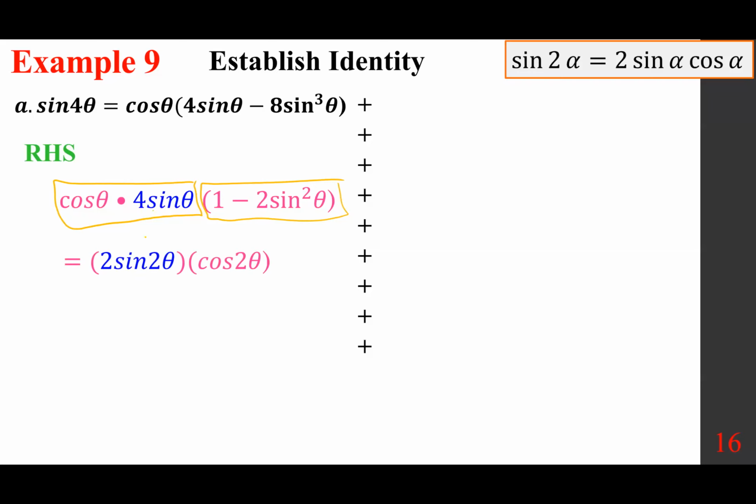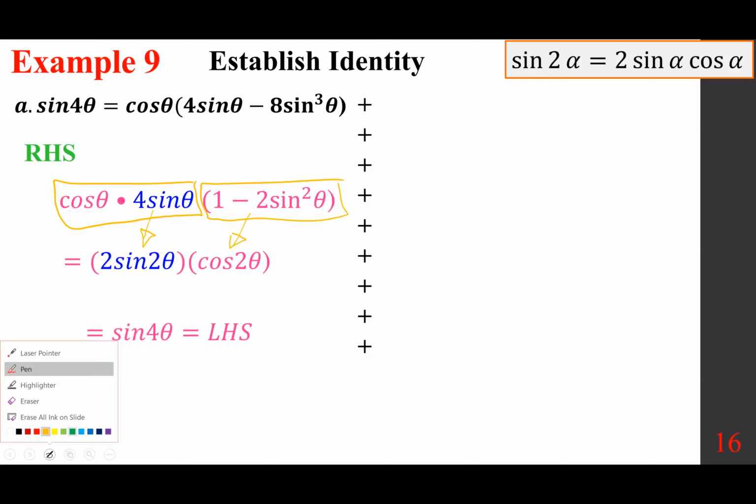So this is this one, and this is this one, which makes it 2 sine 2 theta cosine 2 theta, which is sine of 4 theta. And that's the left-hand side.